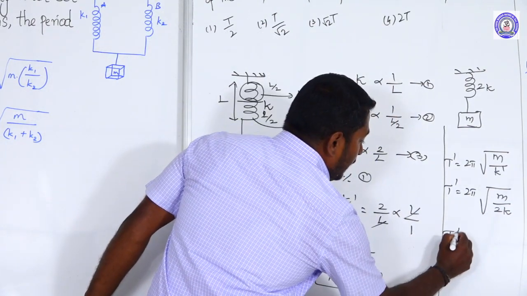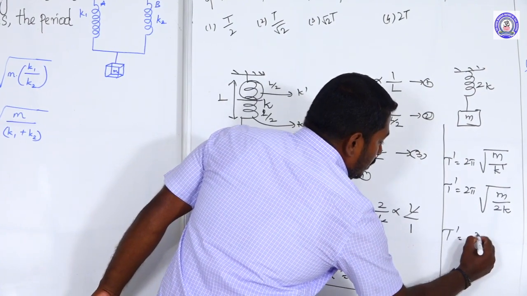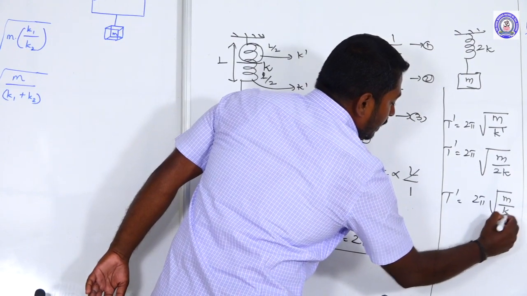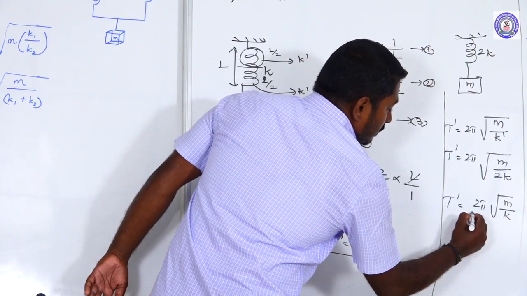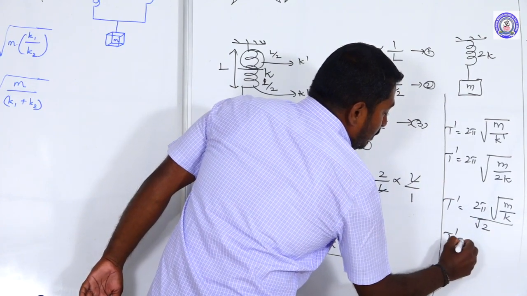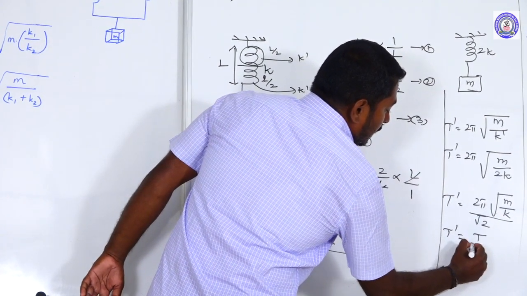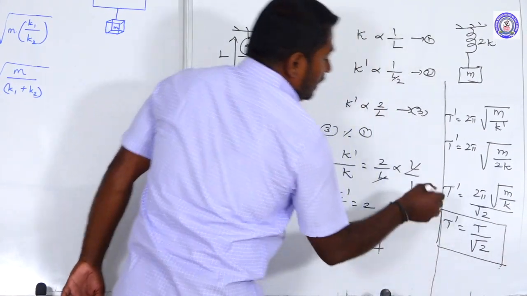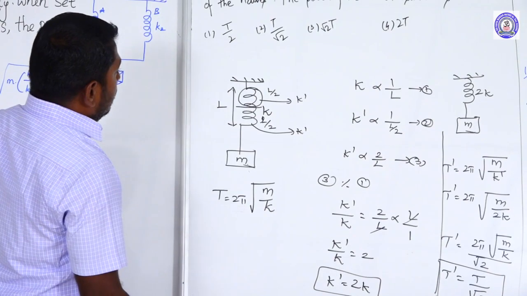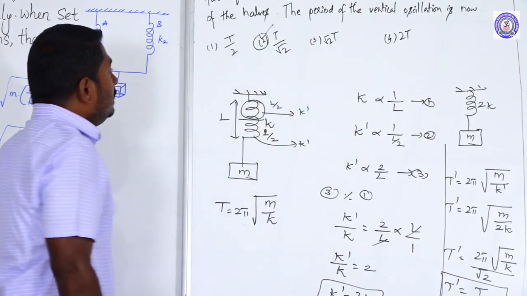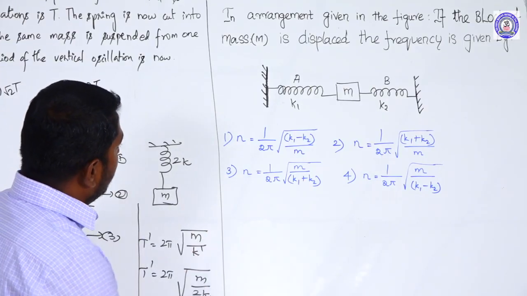Now T prime is equal to 2 pi square root of M divided by K, divided by root 2. Then T prime is equal to T divided by root 2. So this is the new time period. Right choice is second, T divided by root 2.